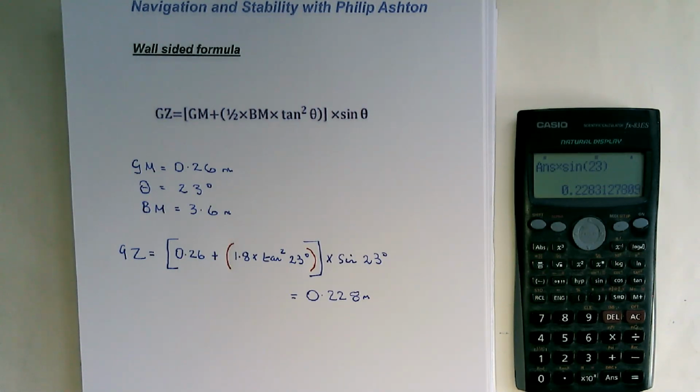0.228. So that's a very straightforward way of using the wall-sided formula where you've got this problem with the tan squared theta.